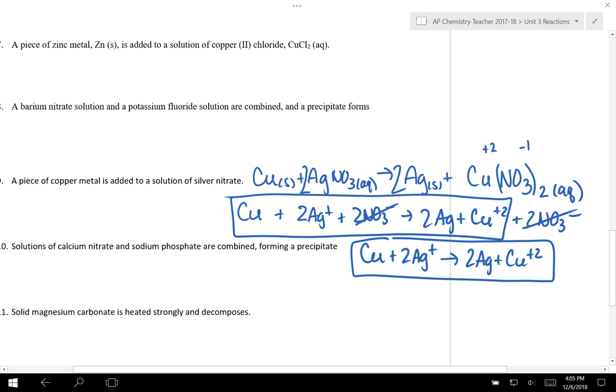And notice again, I'm balanced for both mass and charge. So I've got the same number of silvers on both sides, same number of coppers, and the charge on the left is +2, and the charge on the right is +2.